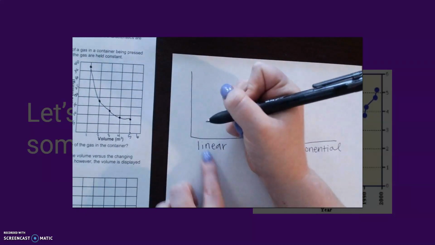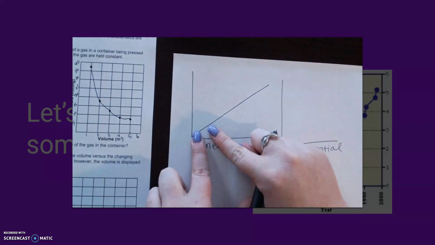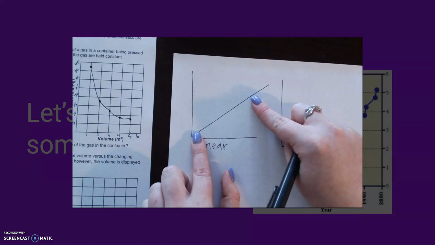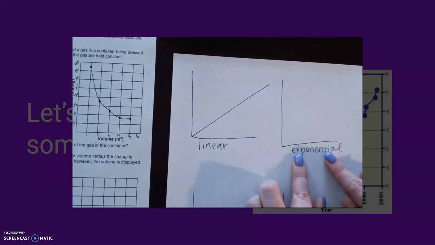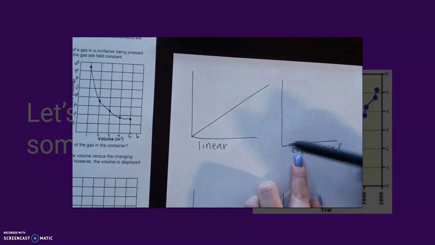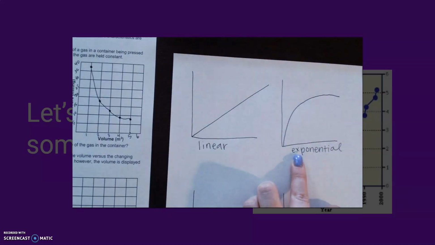I know that a linear graph means that something is happening constantly and that both numbers are increasing constantly. Linear is going to be a straight line. Exponential, I know that there's going to be an increase or a decrease being represented. However, it's not happening at a constant rate. So my exponential graph is going to look more like a curve. It might be increasing rapidly and then slowing down, or the opposite.